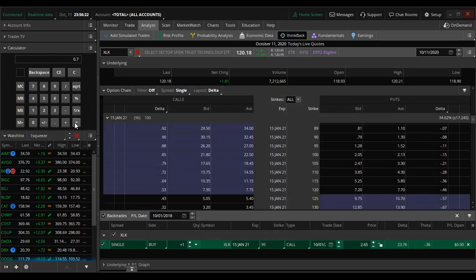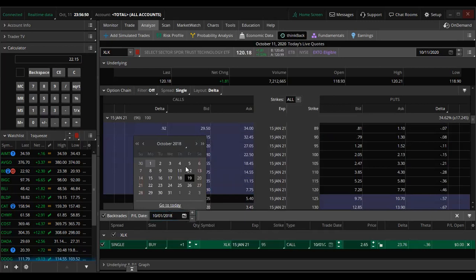So what I'll do is I'll split the 70 cents in half, give it 35 cents, and add 35 cents to the 21.80. 21.80 plus 35 cents. So the contract should be going for somewhere around $22.15. So if we change this to today's calendar, we'll see how much money you could have made had you bought this contract 2 years ago.